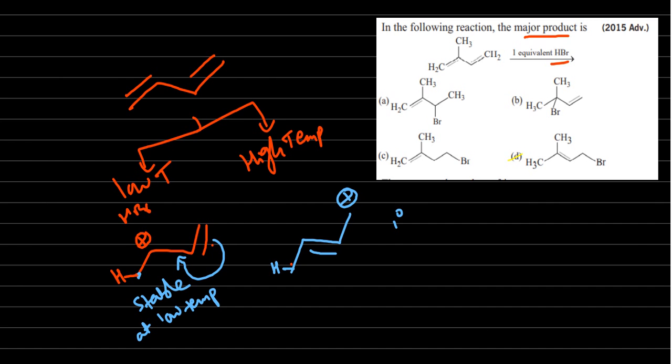At higher temperature, the unstable carbocation is forming. So at higher temperature, the conclusion is bromine will come here. That means 1,4 addition takes place at higher temperature. At lower temperature, 1,2 addition takes place. It is very important. So here the temperature is not given. Not given means we have to think of 25 degrees Celsius.